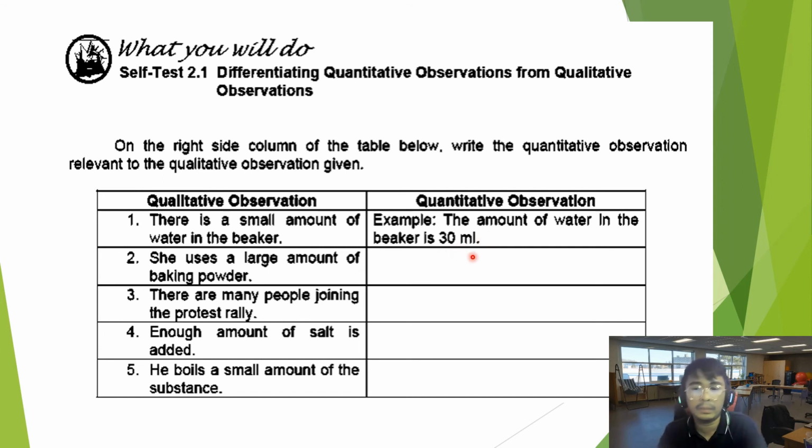And that 30 ml is a figure, right? So the amount of water in the beaker is 30 ml. That's a quantitative observation. Okay? So you can do that in the rest of the statements. Again, your quantitative observation should be based on your qualitative observation.